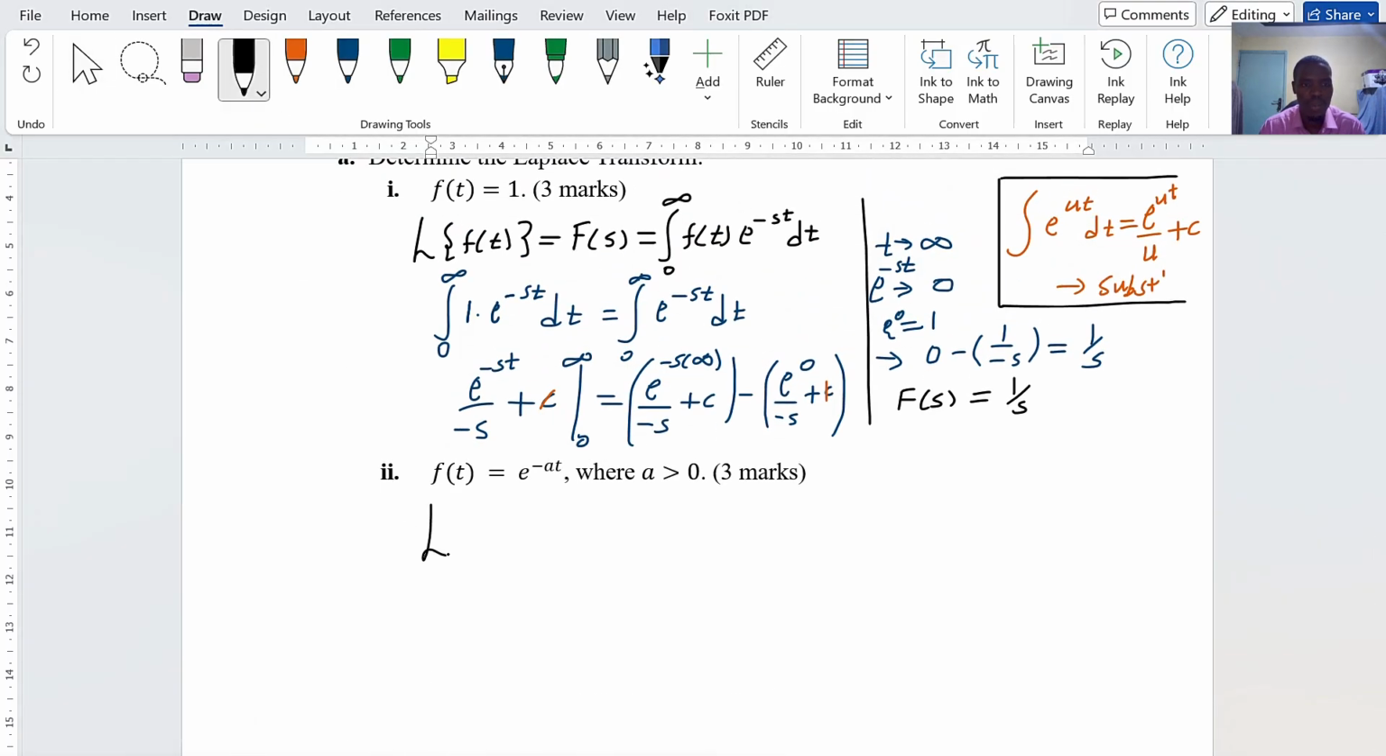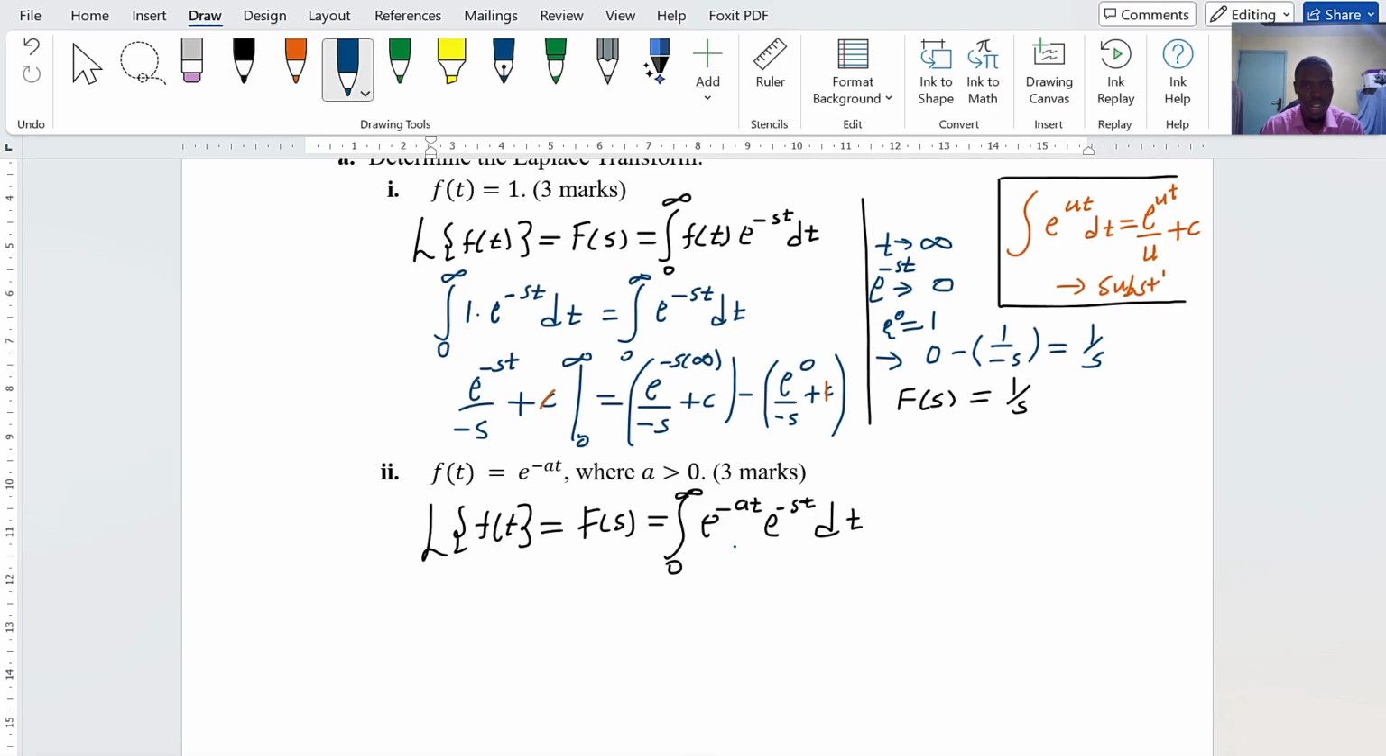So we are going to do the Laplace transform of f of t, which is our F of s, will be the integral from 0 to infinity. Our f of t is e to the power negative at, and then times e to the power negative st, which is there in the definition of a Laplace transform. You see it is f of t e to the minus st, so that is here. And our f of t now is e to the power negative at, then dt.